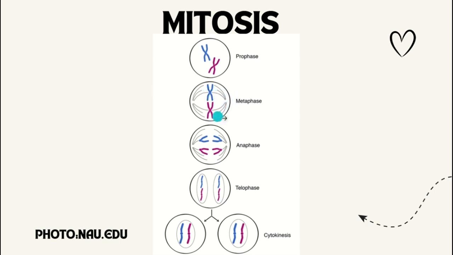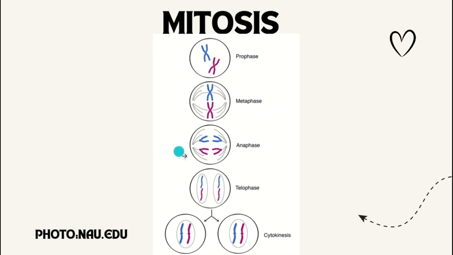When these spindle fibers extend, they are going to attach themselves to something called a kinetochore. The kinetochore is at the back of the centromere, so the fibers attach to the kinetochore, which is on the centromere right here. So these spindle fibers extend, they attach themselves, and we have the chromosomes lining up at the equator. Those are the main things that are happening in metaphase.